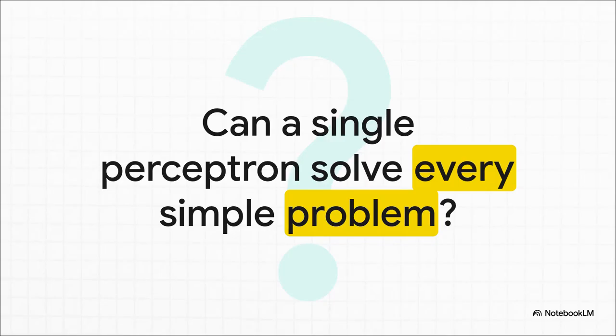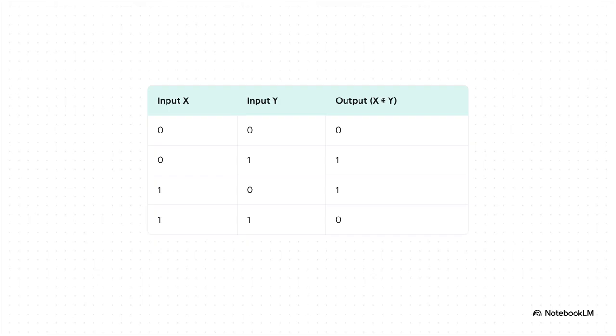And this, of course, led to a huge question. Is this little thing really intelligent? Or have we already found its limits? Could it really solve every simple logic problem out there? The problem child was something called the XOR gate, which stands for exclusive OR. Now the rule here is a little bit trickier.